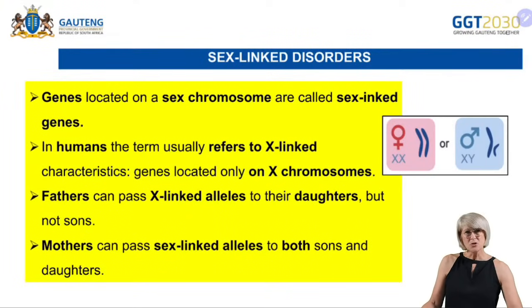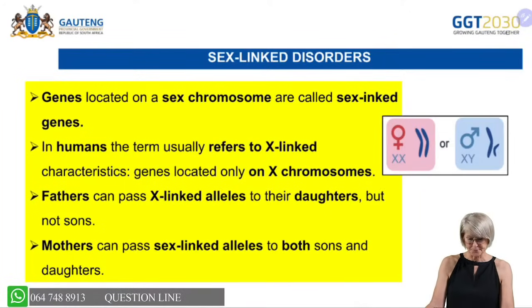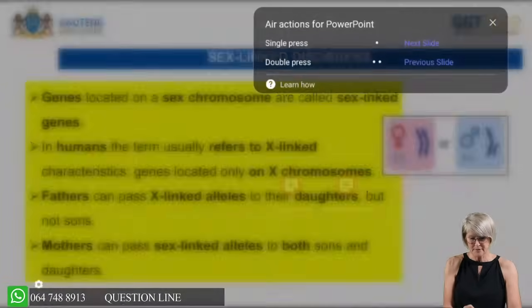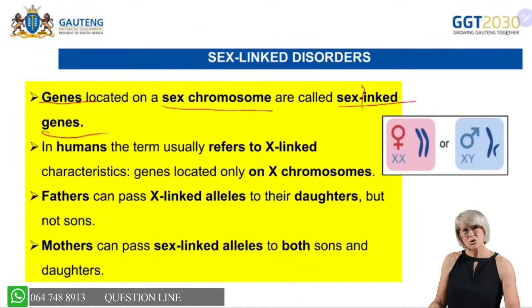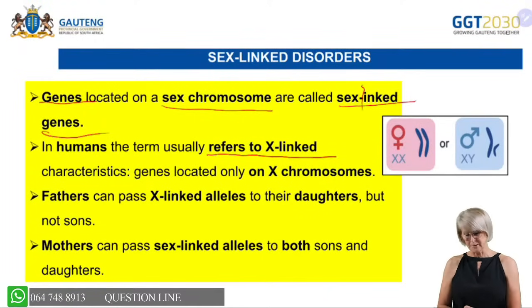Right, then we're going to look at those disorders that are linked to the sex chromosomes or the gonosomes. So these are genes that are located on the sex chromosomes, and they are called sex-linked genes. And usually when we look at the sex-linked disorders in humans, we usually refer to those that are on the X chromosome. So we call them X-linked.